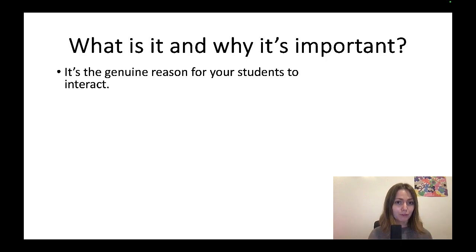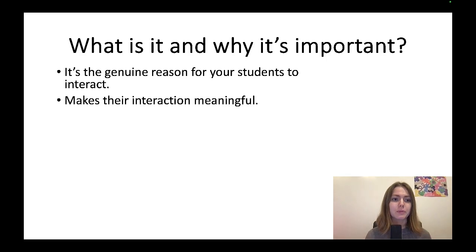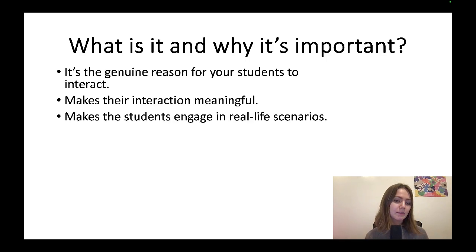So the first big thing about communicative purpose is that it makes their interaction meaningful. So it's meaning driven. It's not accuracy driven. And that's a big thing about it. It also makes them engage in real life scenarios. So it's when we don't want them to just practice grammar rules on paper or practice their spelling on paper. It's when we want them to take the language we've taught them and try and use it in situations that imitate real life situations and see how they cope with it. And then give them our feedback based on it.